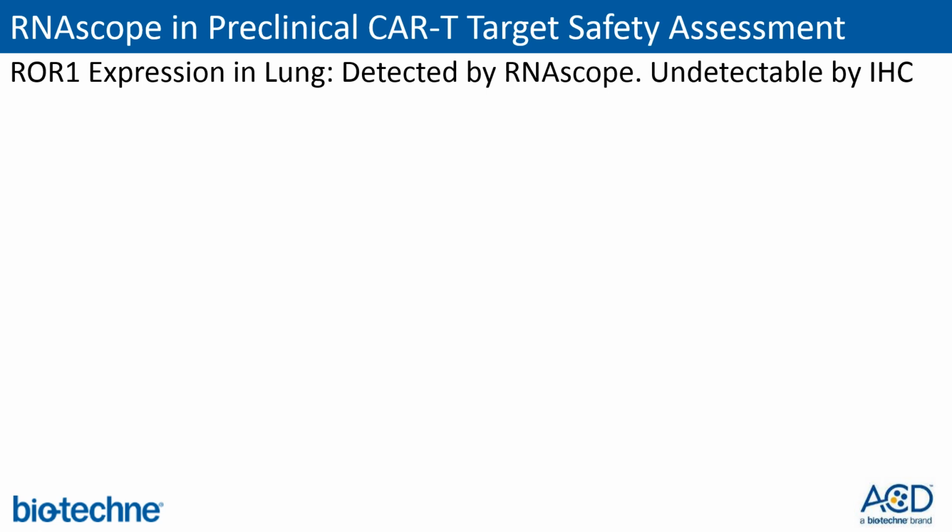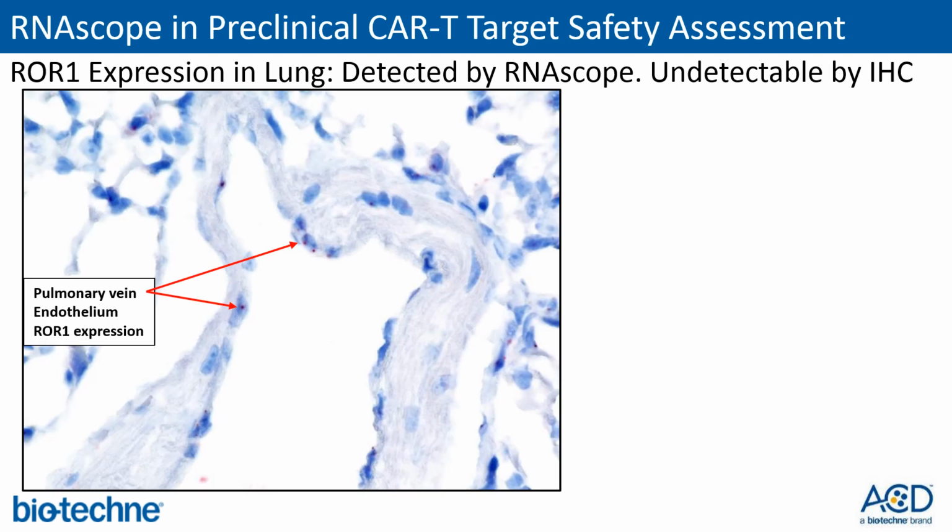So the preclinical study was done in mouse lung, where the question was, is there RR1 expression in the mouse lung, and will that result in any sort of adverse events if those mice are treated with CAR T cells targeting RR1? So the observation was that there is very, very low level expression in mouse lung, in specific cells, endothelial cells of the pulmonary vein. And this low level expression can be seen here as a few dots with the RNAscope assay, but this expression was undetectable by IHC.